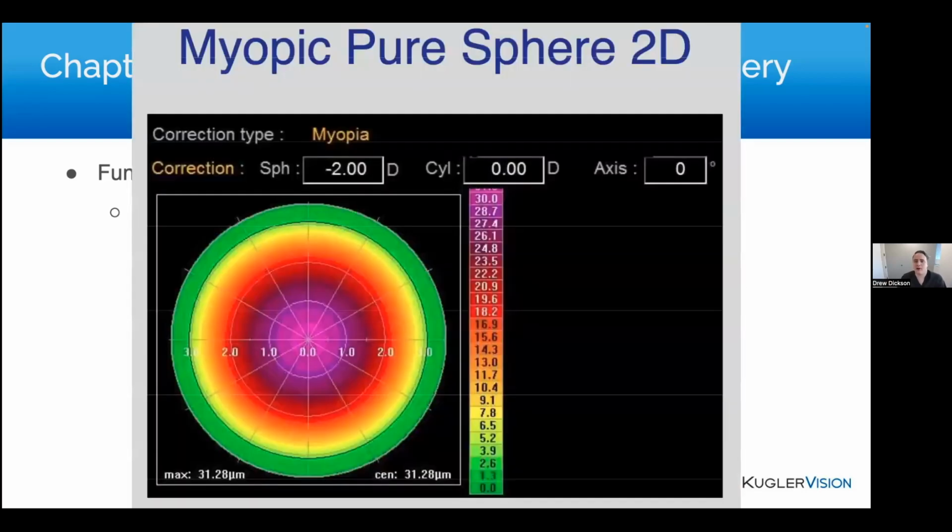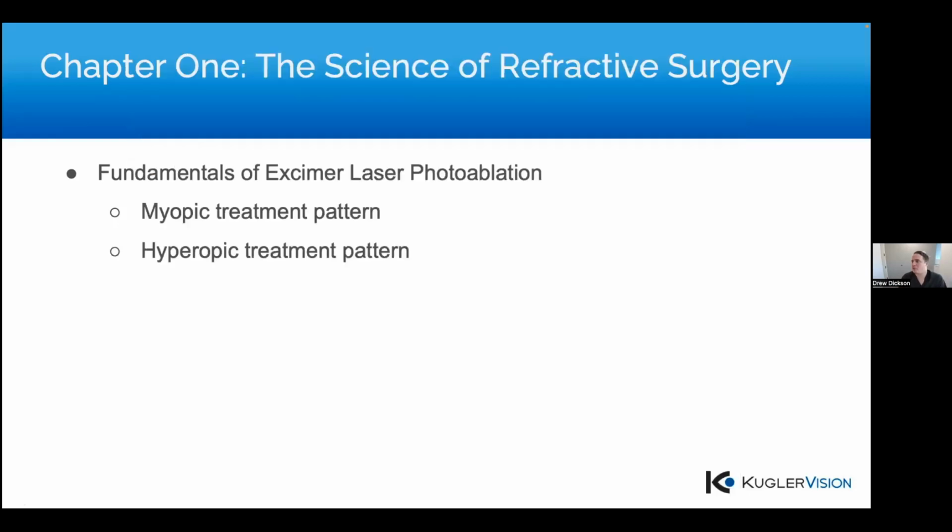We talked a little bit about this. This is just an example from one of our lasers that we use. The purple here represents where most of the ablations are being performed. So in a myopic ablation pattern, we're flattening the central cornea to create less corneal power to take away patients' myopia. And that's the treatment pattern with LASIK and PRK for a myopic patient.